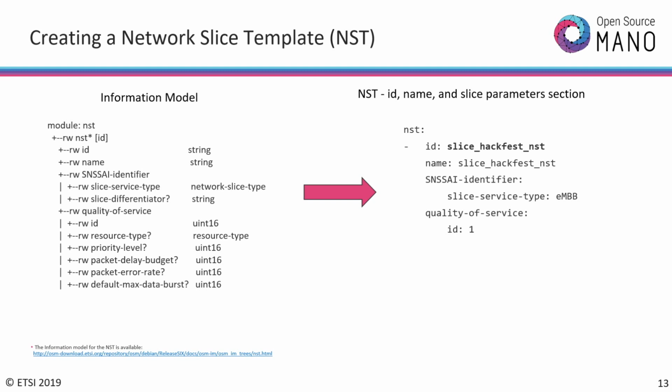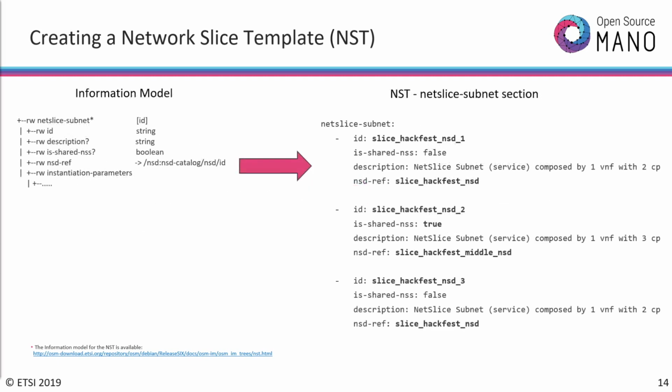In a slice service type, the accepted values are eMBB, that is Enhanced Mobile Broadband Slice, URLLC, Ultra Reliable Low Latency Communication Slice, and mMTC for Massive Machine Type Communication.